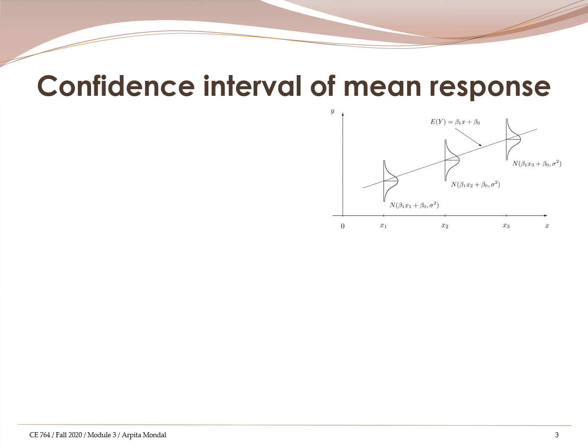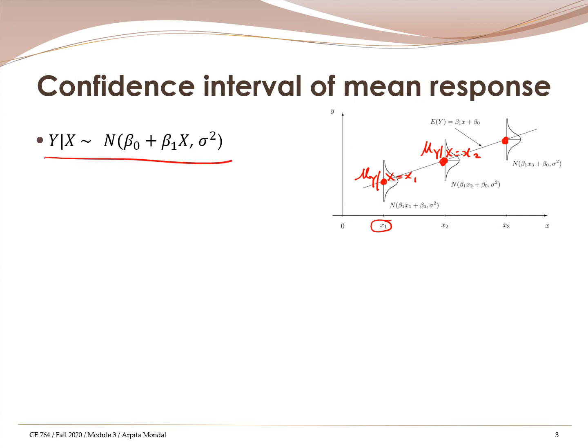So in simple linear regression, it is possible to get a confidence interval of the mean response. Recall that the mean response is given by this straight line, where at each given level of x, this value would be mu y given x. This value would be mu y given x equal to x2 and so on. Again, recall y given x is normal with mean beta naught plus beta 1 times x and variance sigma square. The predicted mean response is beta naught hat plus beta 1 hat times x naught, if we are talking about the level x equal to x naught.